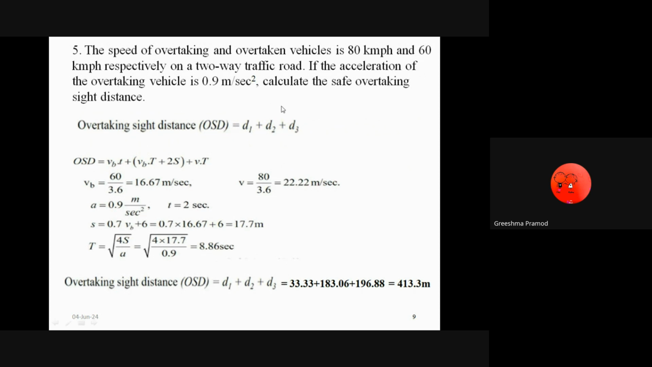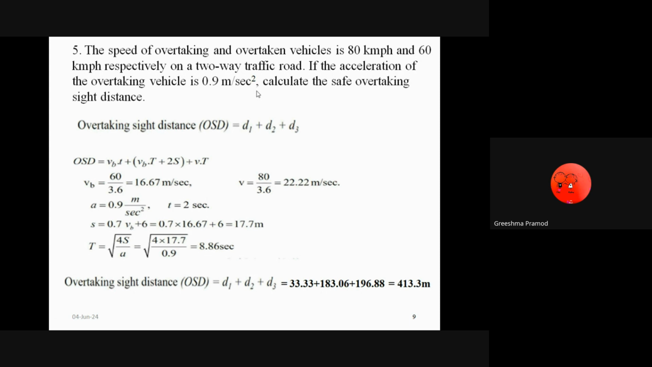See, in June 2023 itself, an SSC and OSD question was also asked. Now, the speed of the overtaking and the overtaken vehicle is 80 kilometer per hour and 60 kilometer per hour respectively on a two-way traffic road. If the acceleration of the overtaking vehicle is 0.9 meter per second square, you need to calculate the overtaking sight distance. Okay, so what is the formula to find the overtaking sight distance?